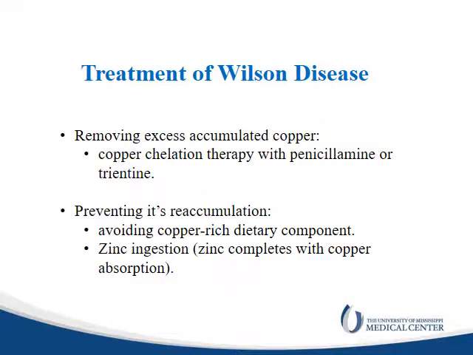which is characteristic for Wilson's disease. The treatment for Wilson's disease is to remove excessively accumulated copper by using copper chelation therapy with penicillamine or trientine, or to prevent its reaccumulation by avoiding copper-rich dietary components or using zinc medication, because zinc competes with copper absorption. If you take zinc, likely the copper will not be absorbed, with less amount in the system.